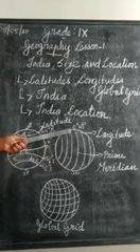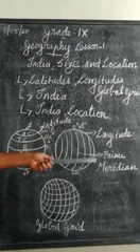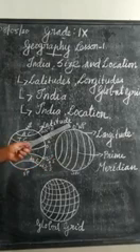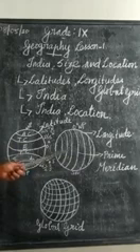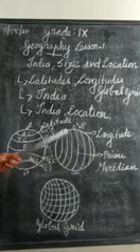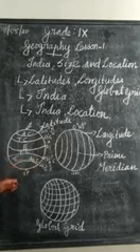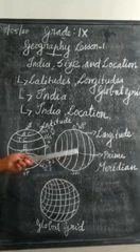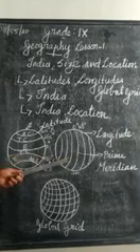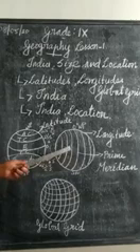The 0 degree meridian is known as the prime meridian. Meridians mark the distance of a place east or west of the prime meridian. The prime meridian and the international dateline are the important meridians.